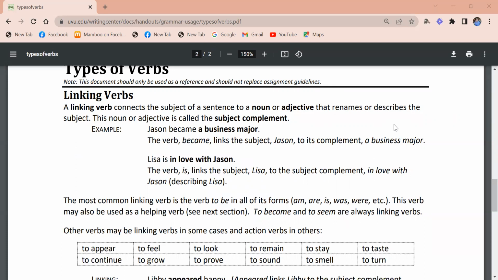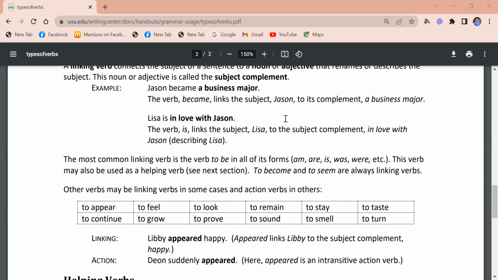Okay, example. Jason became a business major. Yan. Jason, what is the subject? Jason. What is the verb? Became. And what is the complement? A business major. A business major, what part of speech? It is noun. So it means, yung became dito ay linking verb. Dinidescribe lang naman niya si Jason. Sino ba ang business major dito? Si Jason. So it means became, it is a linking verb.